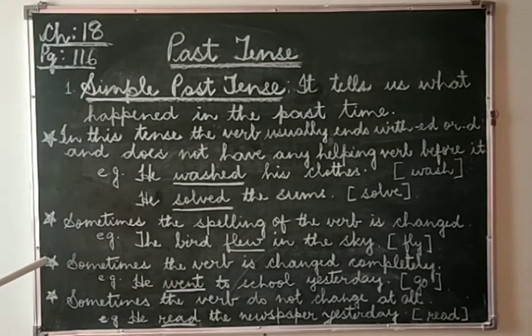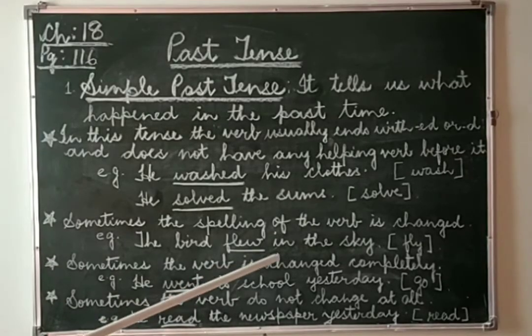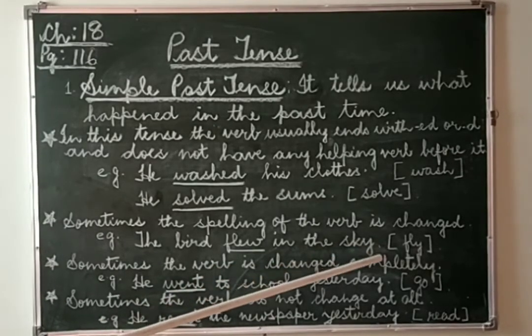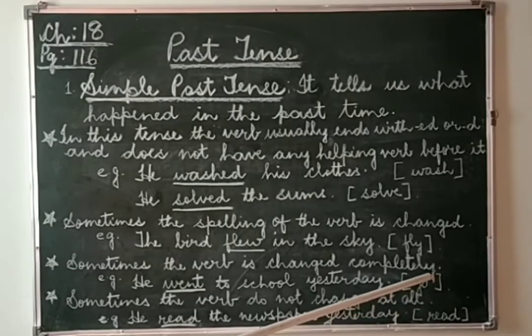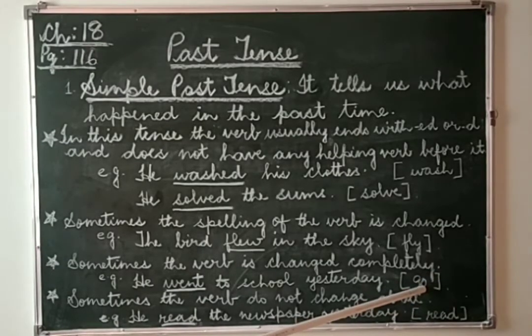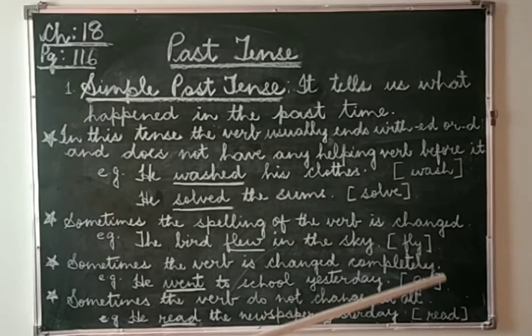Now the third thing that we can see in this kind of tense is that the verb is sometimes changed completely. Now how's that? The example is, he went to school yesterday. Now the base form of went is go. Here you see the verb is changing its form completely. Go and went are two different verbs. So sometimes in this tense the verb is completely changed.